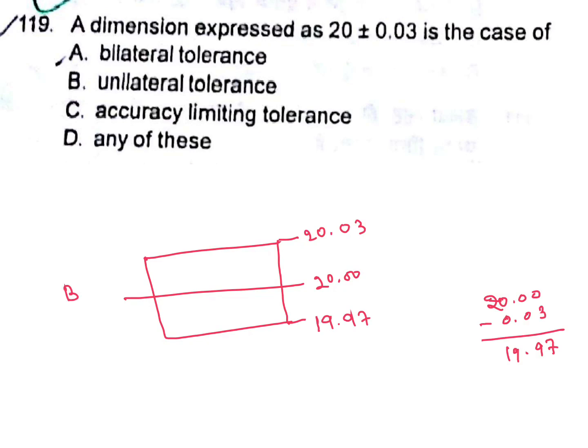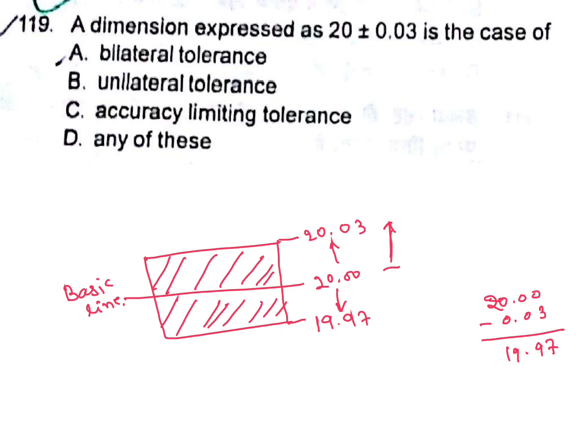Because it's going both sides, upper side and lower side. Lower side it's 20.00 minus 0.03, 19.97. Both sides it's going, so it's bilateral tolerance. Unilateral tolerance is when it goes either to the up side or the down side. Then it will be unilateral tolerance. So A is our answer.